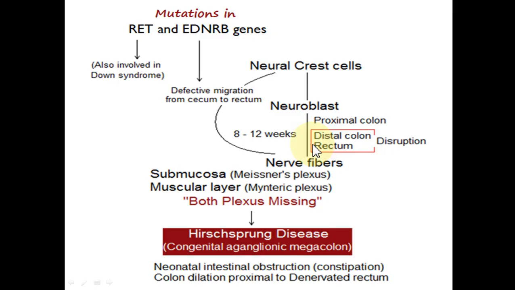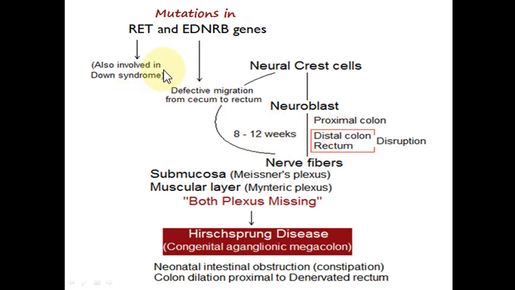So Hirschsprung disease results from defective migration from the cecum to the rectum, because the most common sites which are deprived of the enteric nervous plexus are the distal colon and the rectum. Mutations in two genes, particularly the RET gene and the EDNRB gene, are responsible for this defective migration of the nerve cells to the distal colon and rectum.